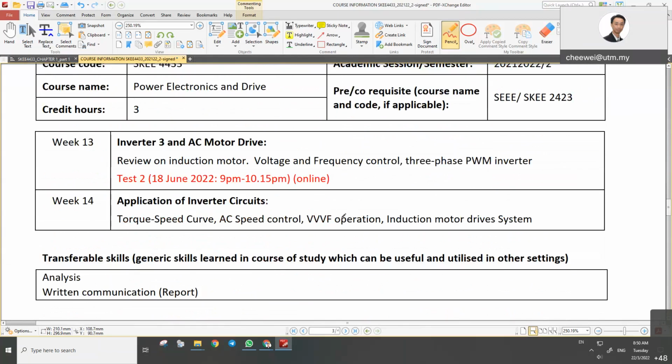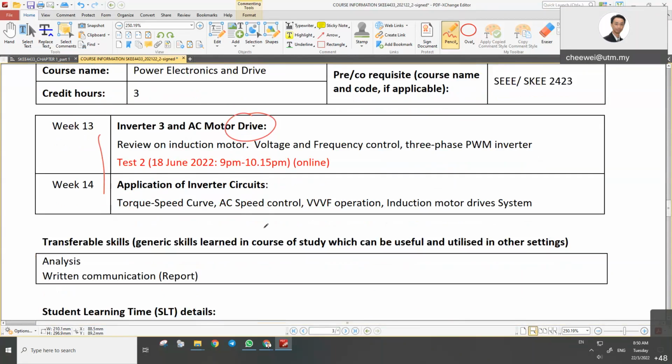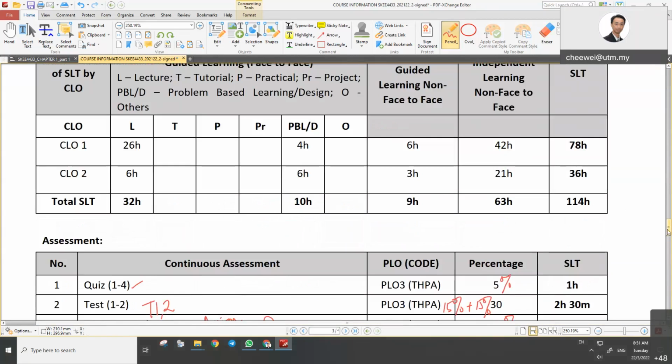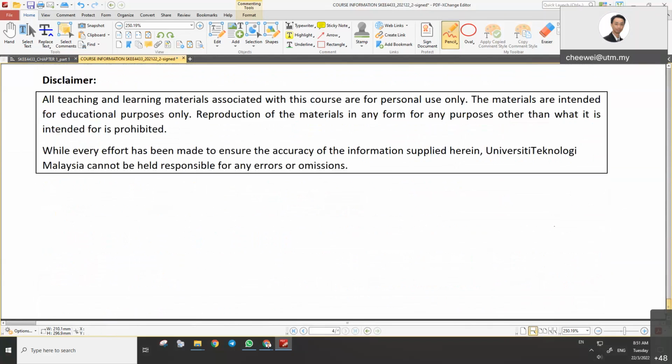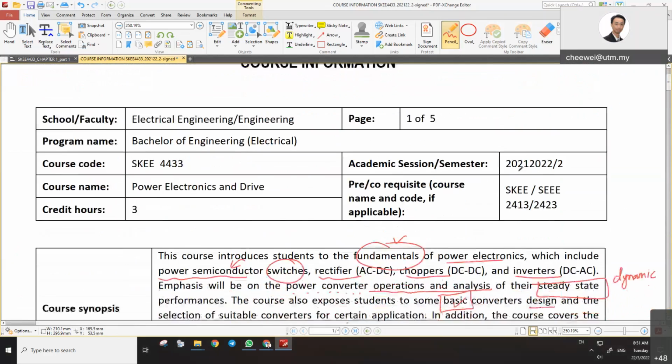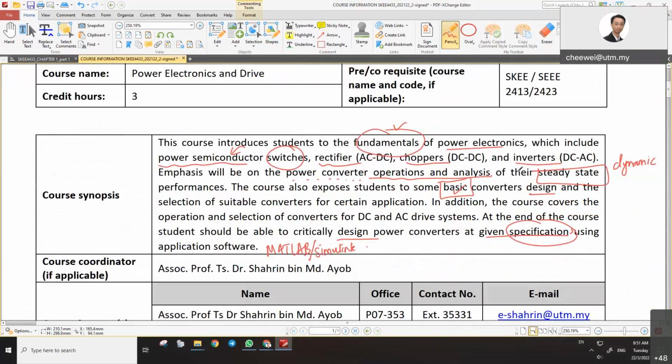And then again, for each chapter, you notice that we continue or end the chapter with the application of drives. Same thing goes for the last chapter, inverter. You will have the drive application as well. Okay, any questions so far on the course information? That's the overview of what you're going to go through for the whole semester, 4433. Anyone? Any question?